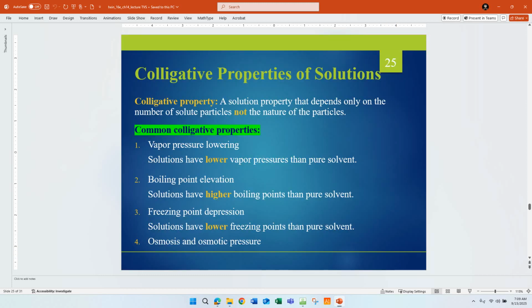All right, colligative properties of solutions. Some common colligative properties depend only on the number of solute particles, not the nature of the particles, whether big, small, or the solvent. So vapor pressure lowering: solutions will have a lower vapor pressure than a pure solvent. Boiling point is higher than a pure solvent. And solutions have a lower freezing point than that of the pure solvent. And osmosis and osmotic pressure are colligative properties. So vapor pressure, boiling point, freezing point, and osmosis and osmotic pressure.